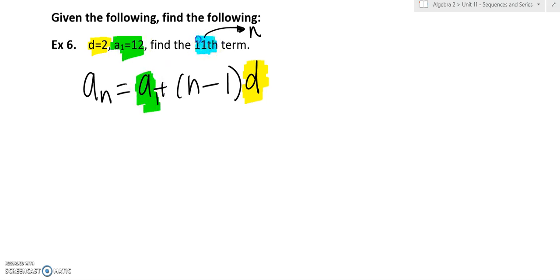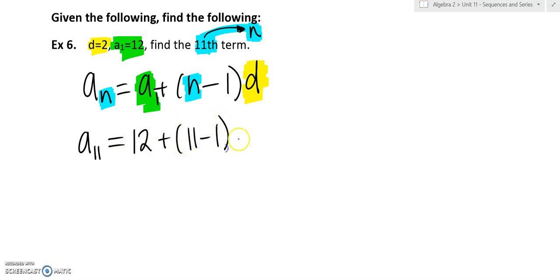Then we just figured out that n is equal to 11. So I have two spots where there's a little n. I'm going to plug those in. So I have A sub 11 is equal to 12 plus, and then I got my parentheses, 11 minus 1, and then on the outside there I have times 2.